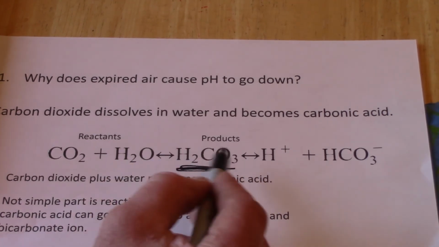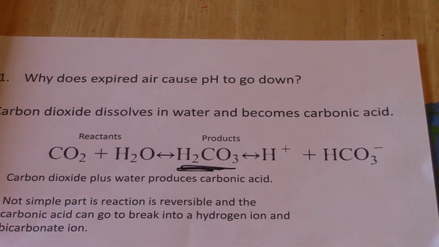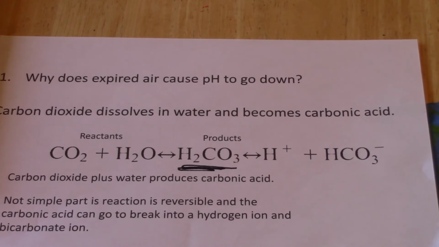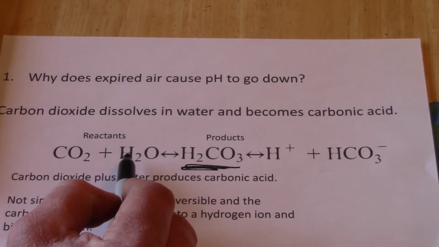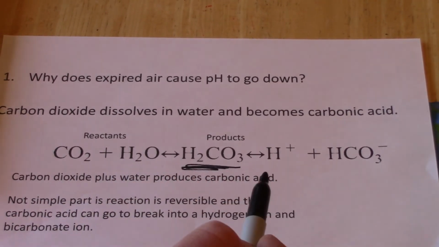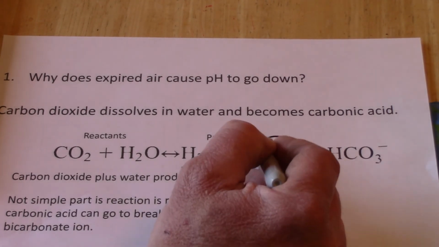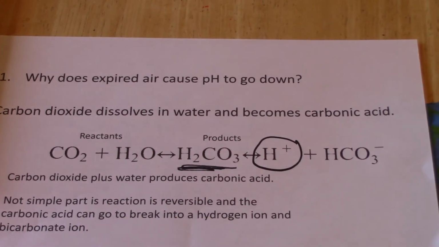And these two arrows here that go both ways show that this stuff continues to break down, or can go either way. So carbonic acid can break apart into this, or it can go on to this. Because this adds H plus to the solution, if you have rain falling, normal rain is acidic and has been acidic for millions of years.